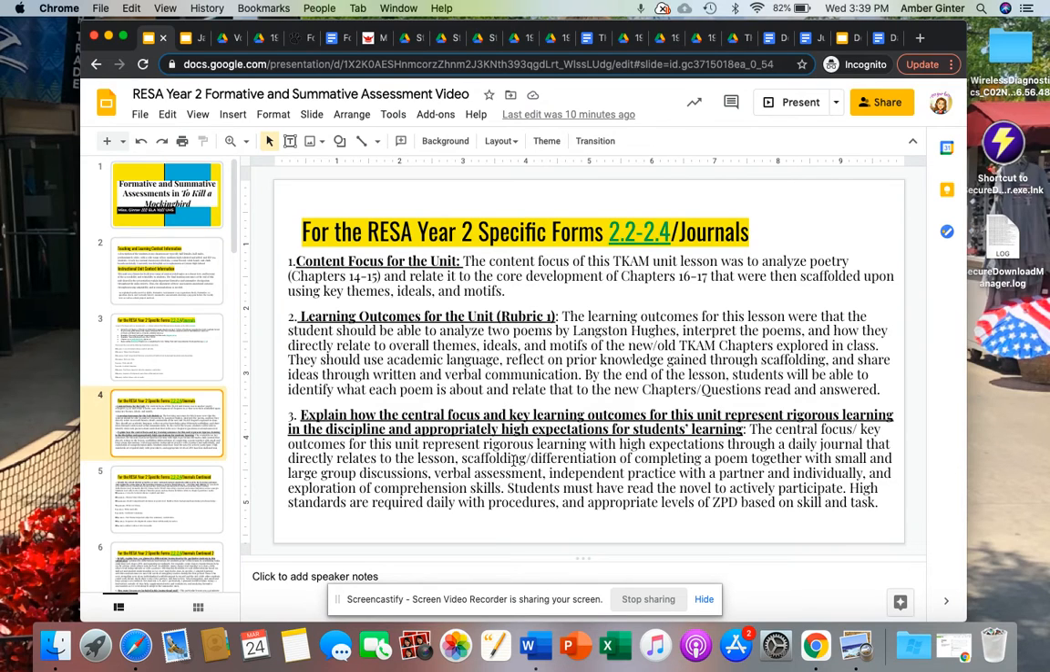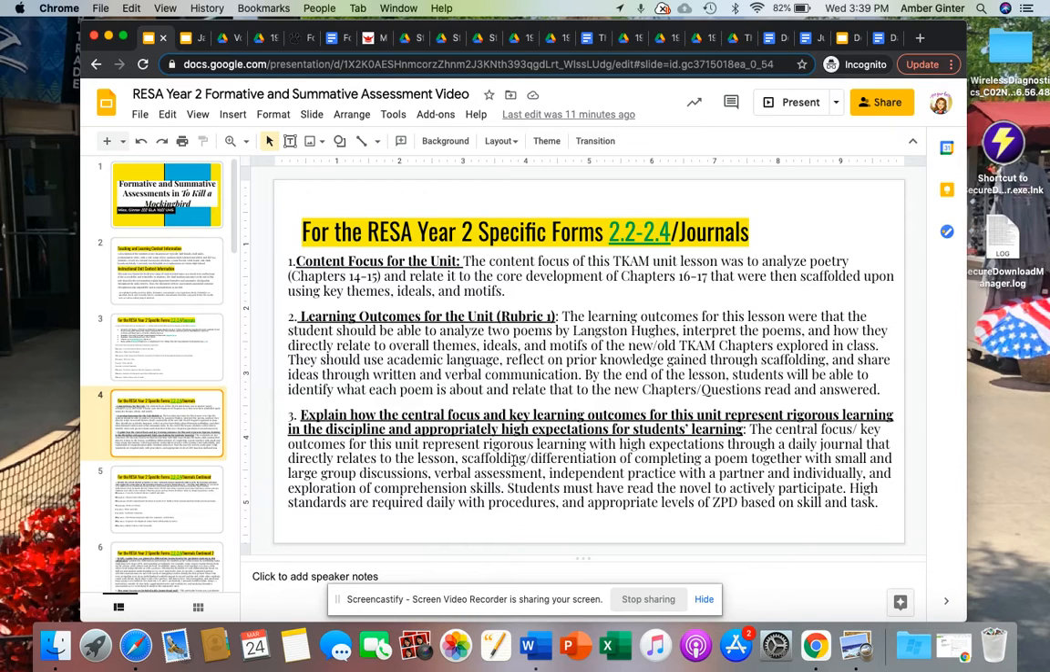And so the central focus and key learning outcomes definitely represent rigorous learning and discipline with high expectations. I've preached that to my students since the beginning of the year that I'm not going to accept work that is not excellent work, to the best that you can give me. And so this definitely represents that because I start with a daily journal that directly relates to the lesson. You can see that in the prompt.